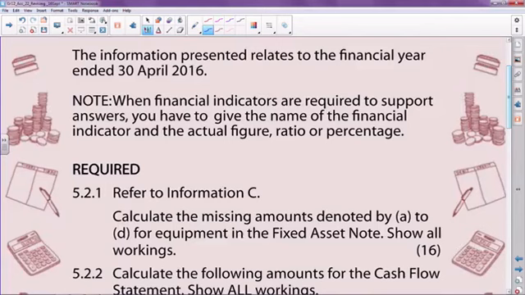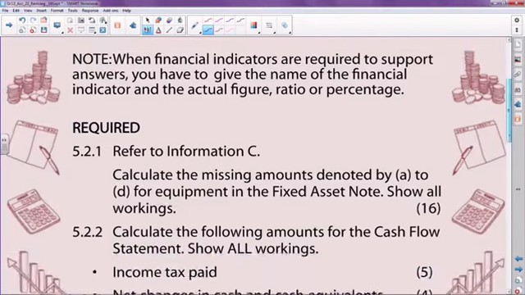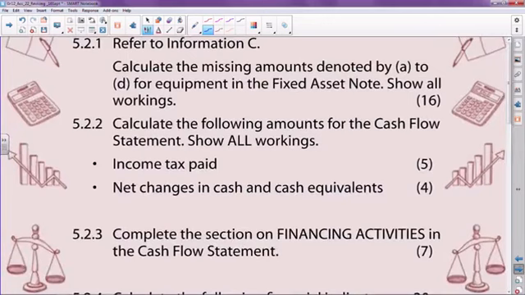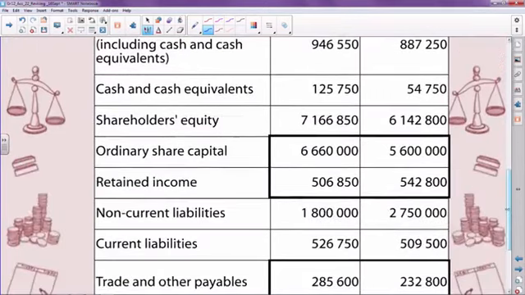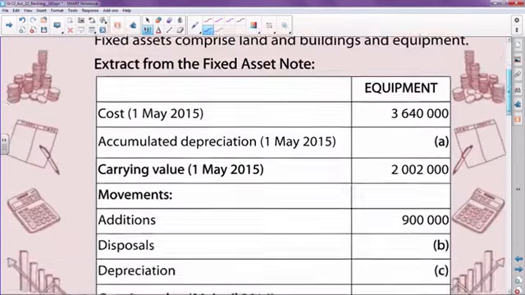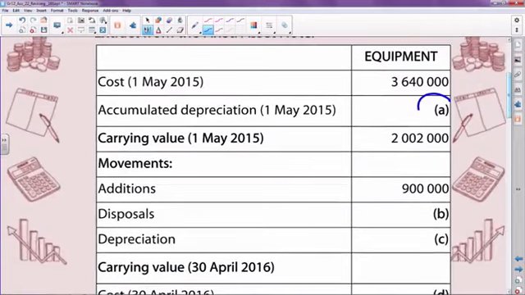It says here, refer to information C, and you have to calculate the missing amounts denoted by A to D in the fixed assets note. Let's identify and get to that fixed assets note, and as soon as we get there we can start calculating the missing figures. Number one is A, calculate your accumulated depreciation. If you've got your cost price and your carrying value, certainly you can calculate your accumulated depreciation. How do you do that?